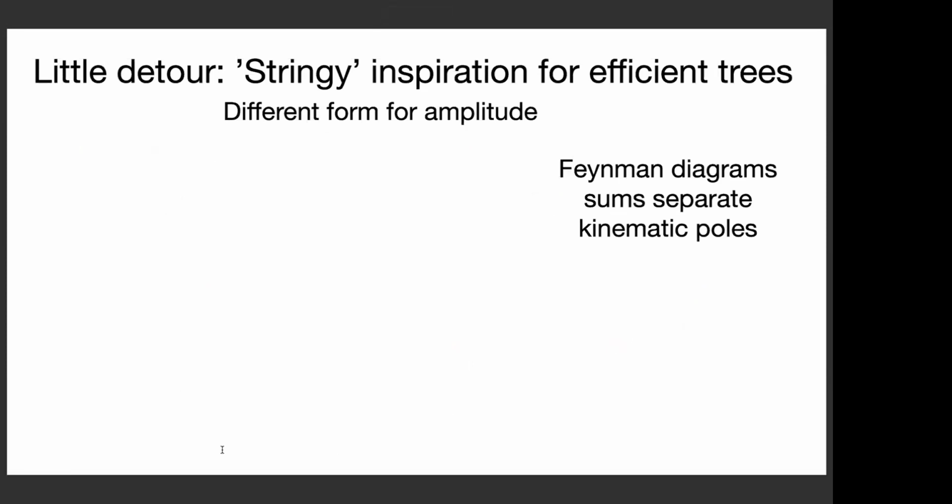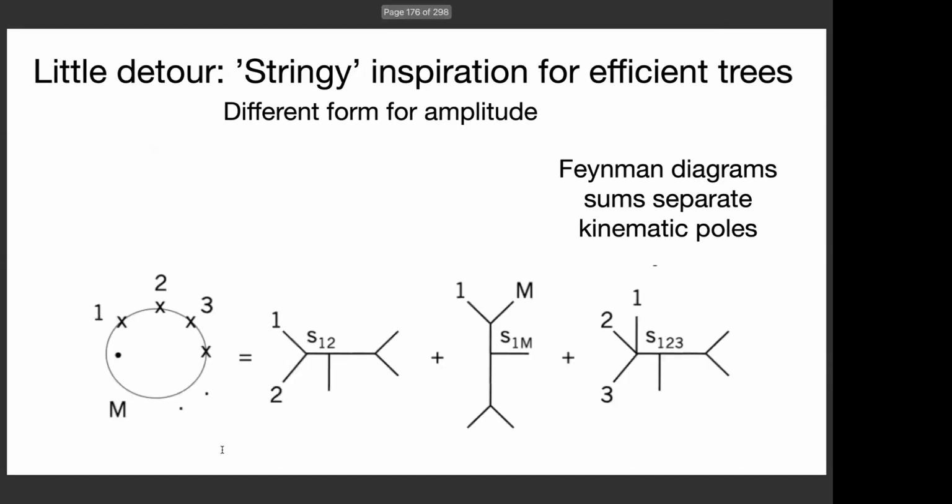Now I want to make a little detour because at one-loop order it's relatively easy to work with the trees, but as we go up in the complexity of the cut, we need to be more efficient in the way we represent the amplitude. And here it turns out that string theory is a very good helper for making a superior understanding.